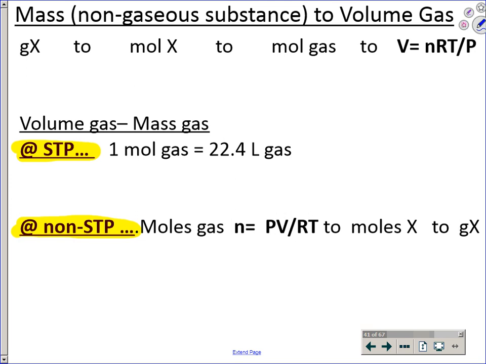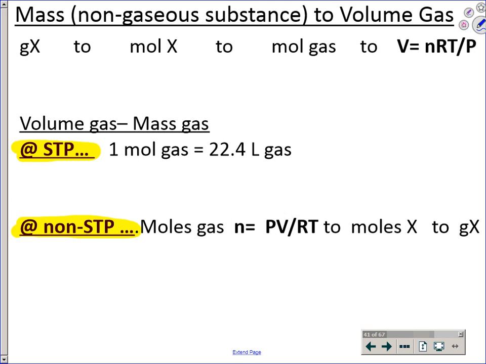So if you have STP conditions, obviously you can use moles of gas to liters of gas or vice versa, like we did 3 weeks ago. But if you don't have STP conditions, you have to have a backup plan. You have to use the ideal gas law. The ideal gas law is PV equals nRT, which maybe I rearrange it to solve for moles, or maybe I rearrange it to solve for volume. It kind of depends on what we're looking for. But we will have to use that at some point in non-STP conditions.